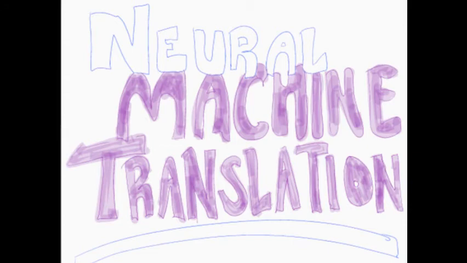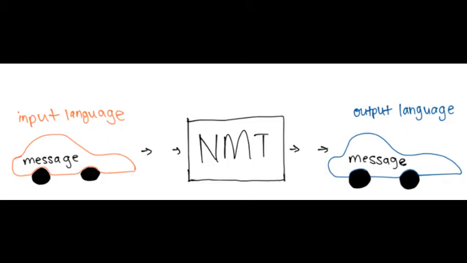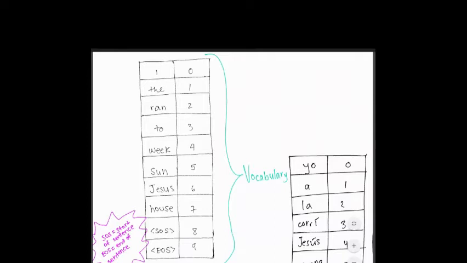What's that, you ask? Neural machine translation, or NMT, is a machine learning model that translates a message from an input language into an output language. One way it does this is through the encoder decoder structure. In this structure, each unique word in a language is assigned an index, aka number, to identify it. This is done to translate the verbal language into a numerical representation the machine can understand.